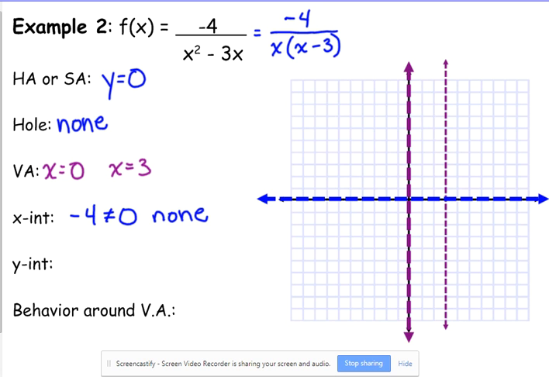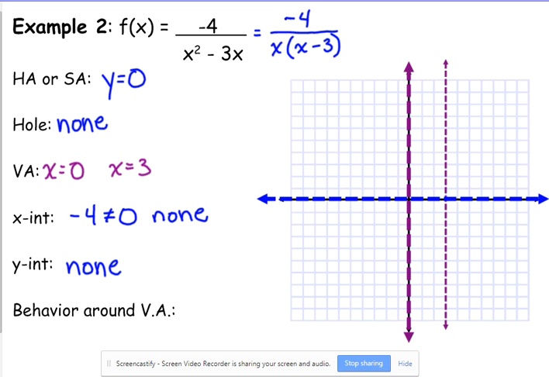How about a y-intercept? We got to plug in 0 for x. What happens when we plug in 0 for x? We get 0 in the denominator. Is that a good thing? No, that is undefined. We do not have a y-intercept either because x equals 0 is a vertical asymptote. You cannot touch or cross vertical asymptotes. So if this is a vertical asymptote, you can't do anything, okay? It can't be a y-intercept.